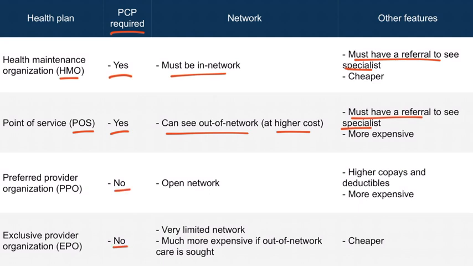Preferred Provider Organizations, or PPO, and Exclusive Provider Organizations, or EPO, allow a patient to see any doctor in the network without requiring a referral by a PCP. The difference between the two is that PPOs allow patients to see doctors outside of network, or in other words, they have an open network, whereas EPO plans do not reimburse for doctors outside of a very limited network. One last thought, generally speaking, HMO and EPO plans are cheaper, with PPO and POS plans being more expensive. This can get a bit complicated, but these are the basics that you'll need to know about these plans for step one. All right, let's do a quick practice question before moving on.